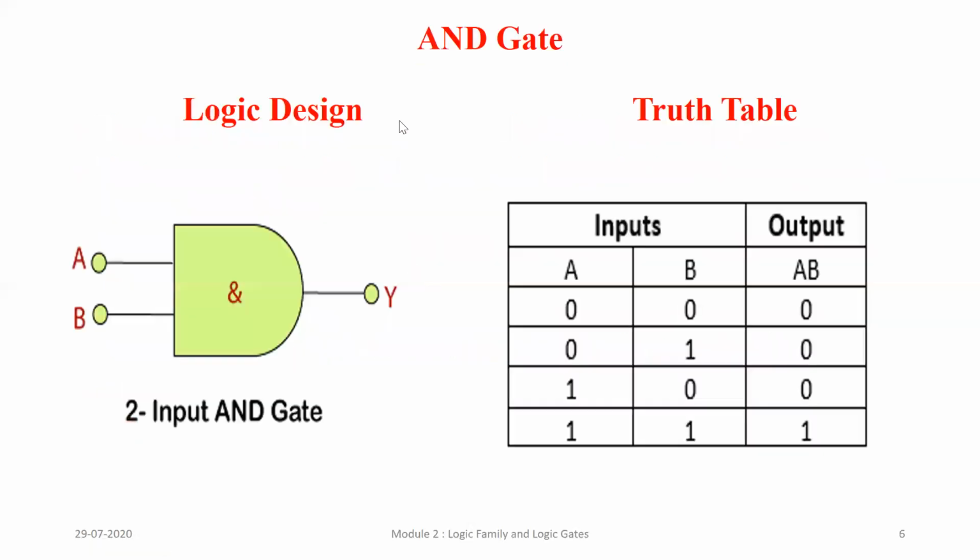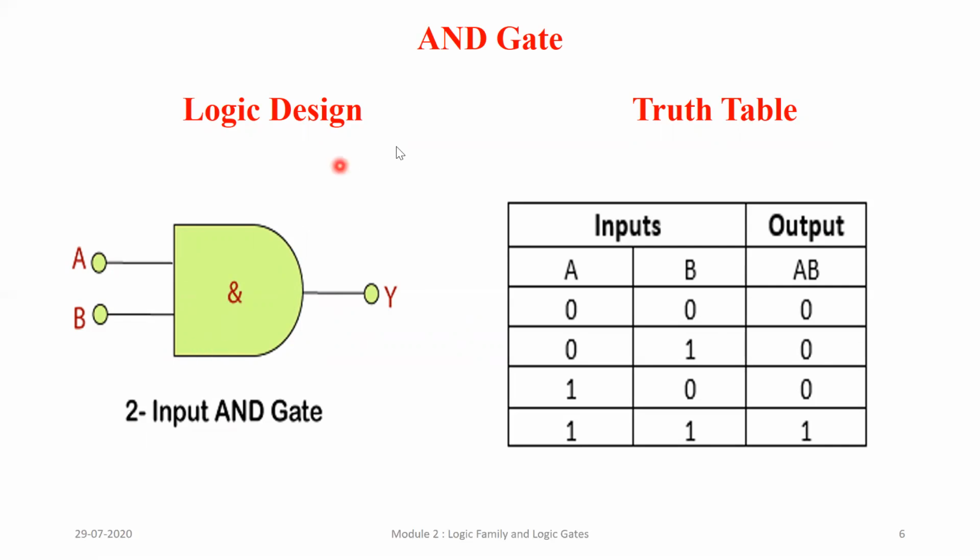Okay, so the logic design for an AND, please draw this. Please draw the exact one, don't make it a triangle. Okay, so this is my AND gate. I have two inputs over here, A and B, and this is my output Y. So it is a two input AND gate. If they ask you what is the symbol or logic design of an AND gate, this is my two input AND gate.